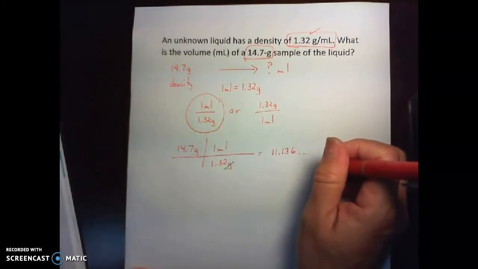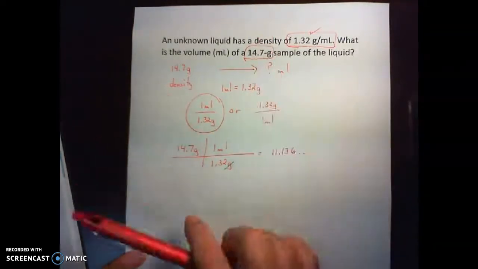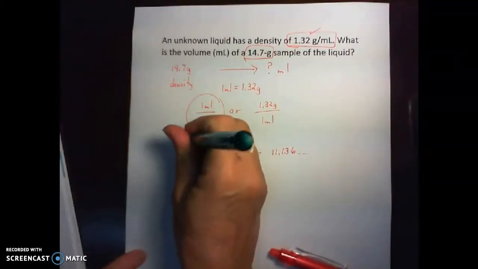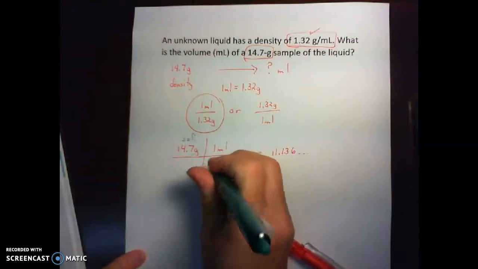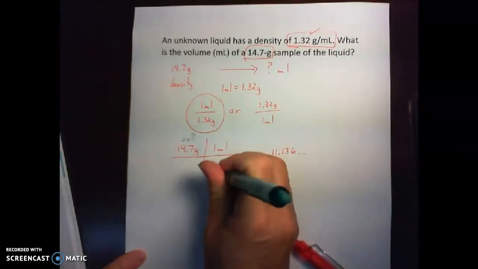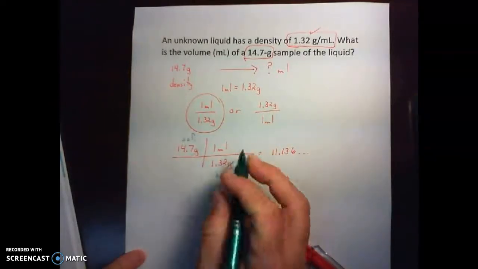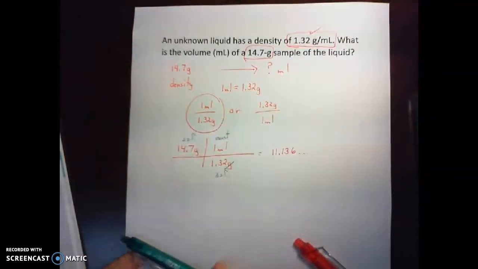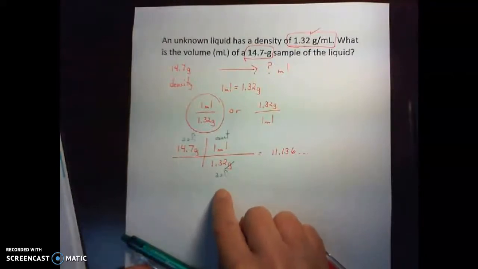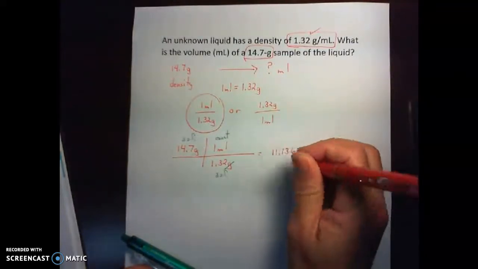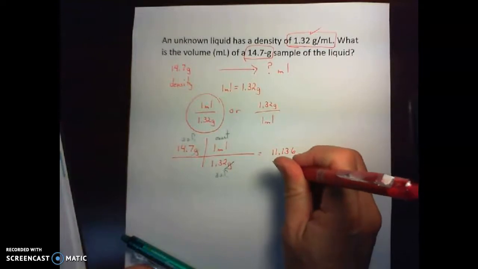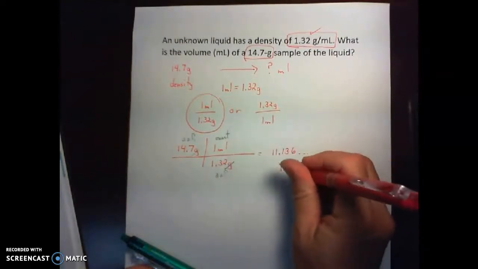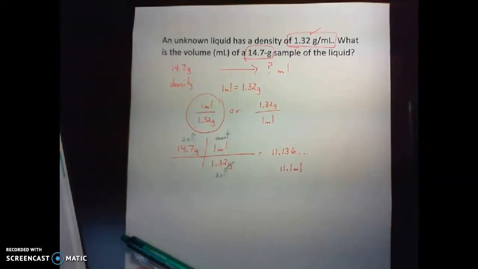How many significant figures should we include in our answer? Well, this number has 3 significant figures, and this one has 3 significant figures. The 1 milliliter is exact. We don't include that. We'll want our answer to have 3 significant figures. So our answer should be 11.1, and our units will be milliliters. Kind of convenient because that's what we wanted.